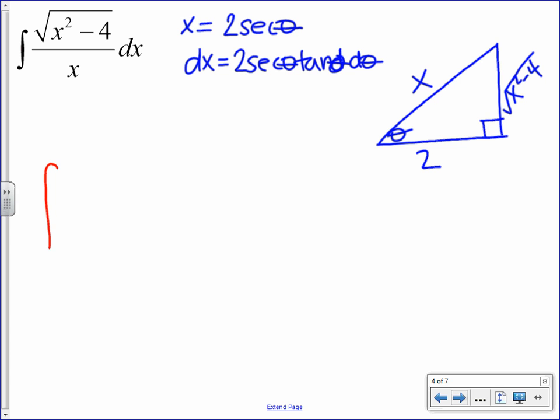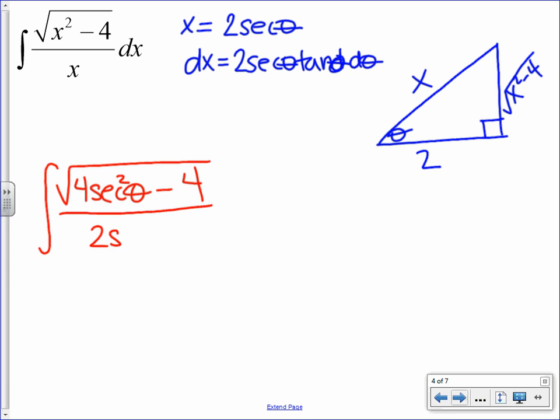We have the integral of the square root of x squared becomes 4 secant squared theta over x, which is 2 secant theta. dx is 2 secant theta tangent theta d theta. See, isn't that nice? Okay, so right now it looks messy, but to me it's nice to just replace dx.